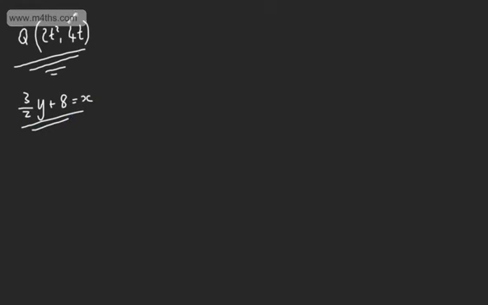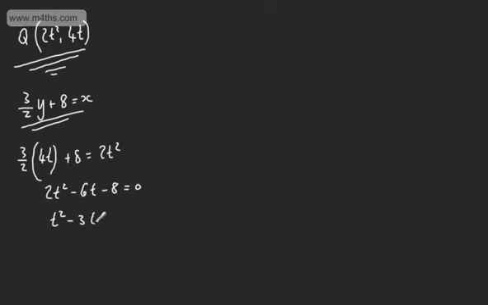So all we need to do is sub these in again. If I sub 4t into here, I've got 3/2 of 4t. What I'm trying to do is eliminate the x and the y by subbing in a t. Plus 8 will be equal to x, which is 2t². So we're going to have 2t², and then what's that going to give me? That's going to give me 6t. So 2t² - 6t - 8 = 0, which simplifies to t² - 3t - 4 = 0.